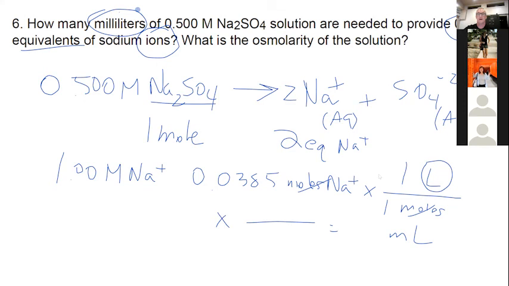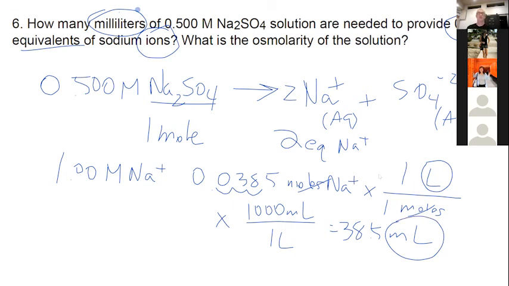Right, so what do I put on the top? Milliliters or liters? mL at the top. mL, right, I put mL on the top. So it's 1,000 milliliters for 1 liter. So 1, 2, 3, 38.5 milliliters.